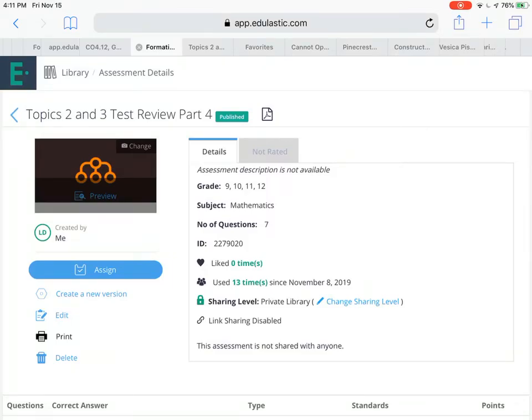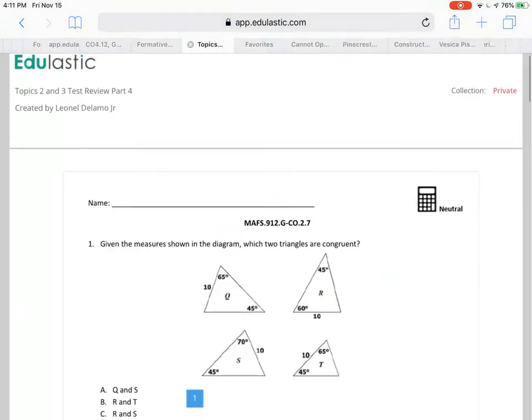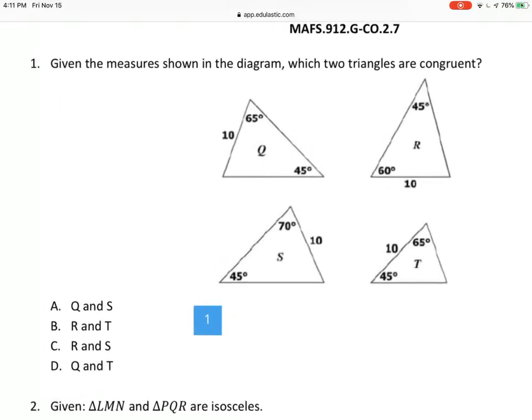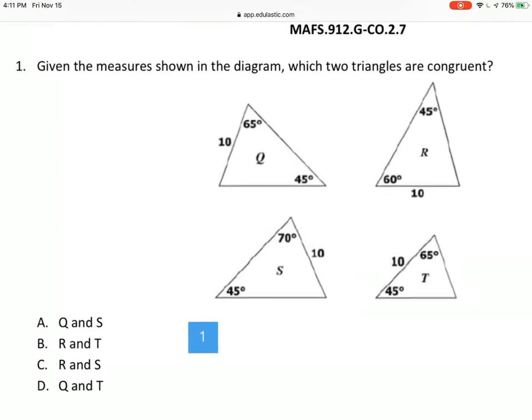These are the solutions for topics 2 and 3, test review, part 4. All right, so for number 1, it says, given the measures shown in the diagram, which two triangles are congruent?